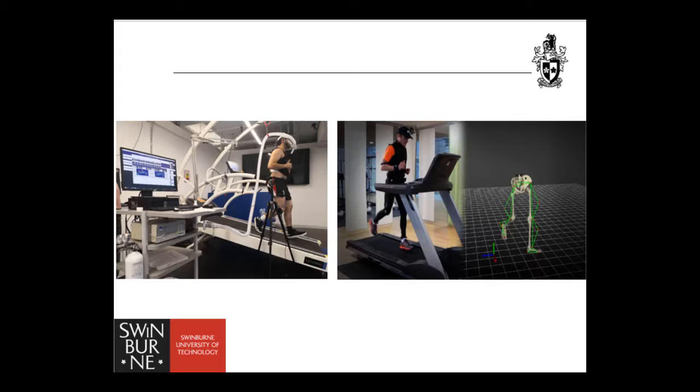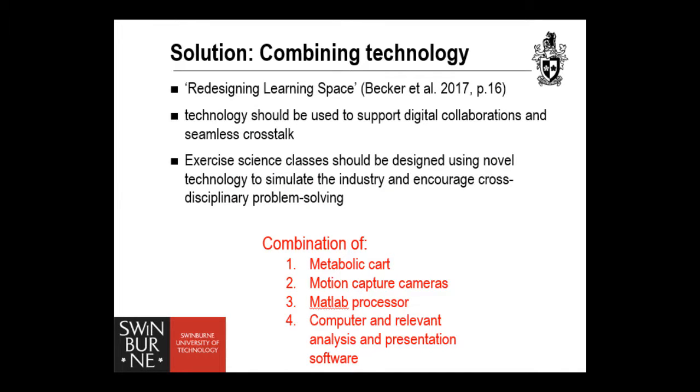This is an example of two different areas of exercise science which can be used in one specific movement, that is running. On the left here, we have the measurement of physiological variables, which include oxygen consumption and carbon dioxide output, and also the measurement of heart rate. While on the right, we have the measure of kinematics in biomechanics, which is looking at the movement and the joint angles as we are running on a treadmill. This is based on a theory by Becker et al., known as redesigning learning space.